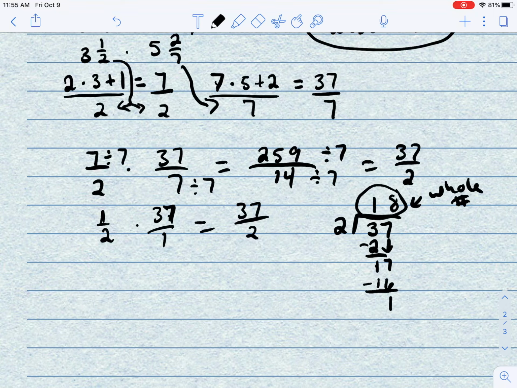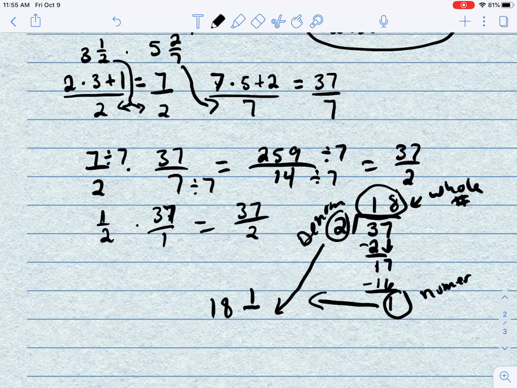Okay, so whole number right here. Remainder is our numerator. And then our denominator stays the same. So now we bring our 18 as our whole number, our remainder here as our numerator, and our denominator stays the same as 2. So then you get 18 and a half.